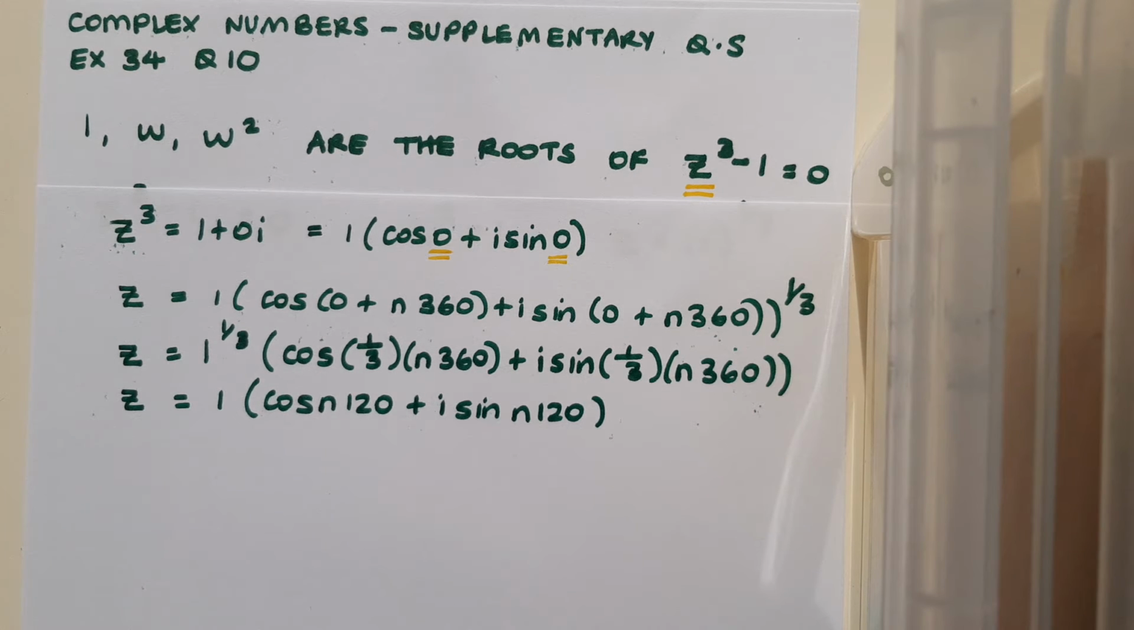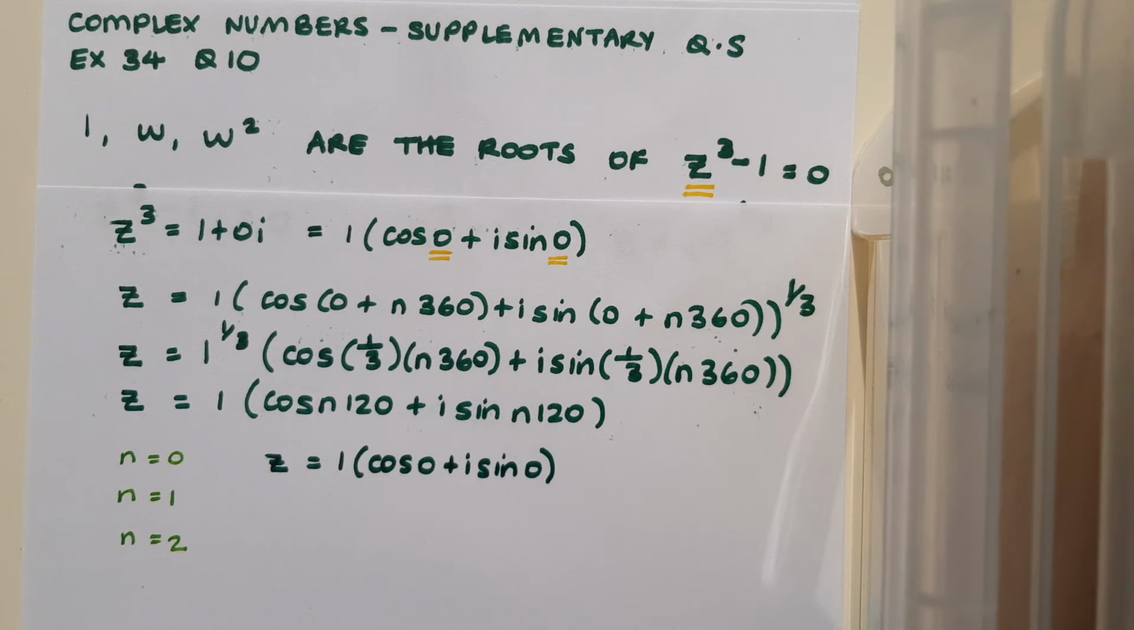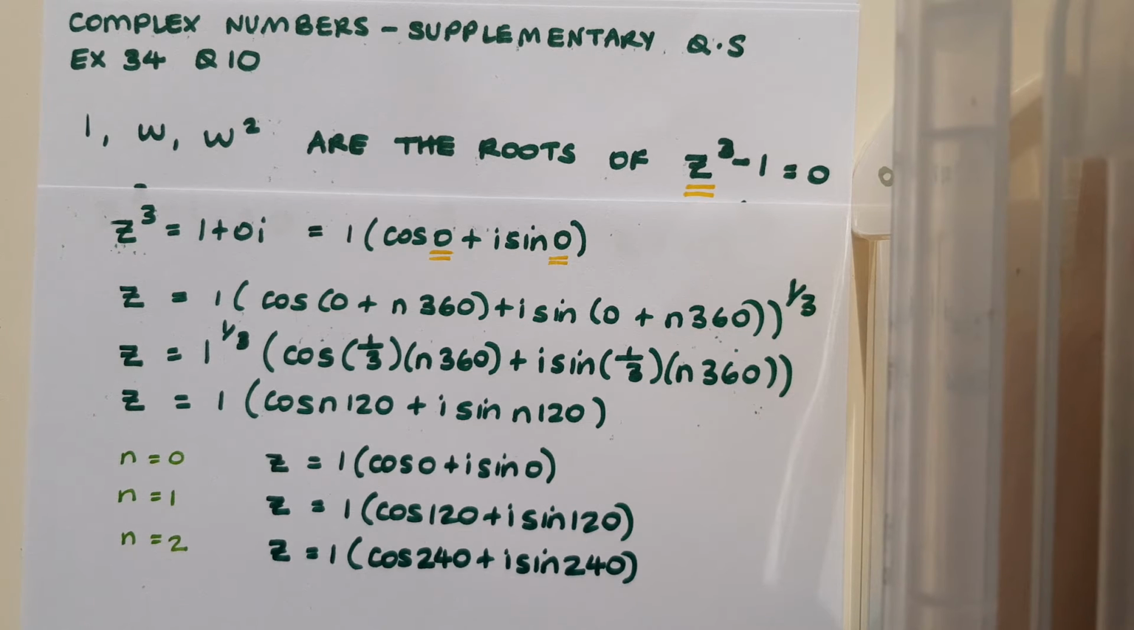And now, because I'm going to have 3 roots, I need to put in my 3 values of n, starting with 0. So z equals 1 cos 0 plus i sin 0, z equals 1 cos 120 plus i sin 120, and z equals 1 cos 240 plus i sin 240.